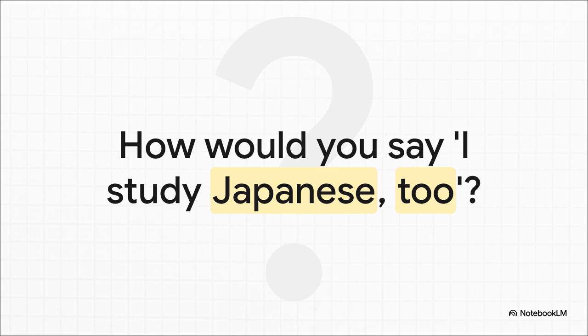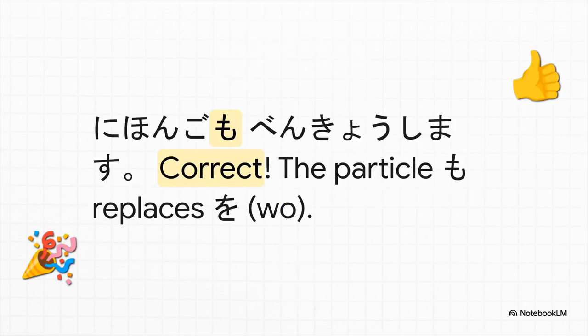Think about it. Japanese is the thing you're studying. It's the object. So what particle would it normally take? And which of our two rules does that fall under? Take a second. Ready? The answer is Nihongo mo benkyou shimasu. If you got that right, awesome job! Because Japanese is the object of the verb to study, it would normally take the particle wo. And as we just learned, wo is in that first group of particles that gets completely replaced by mo.